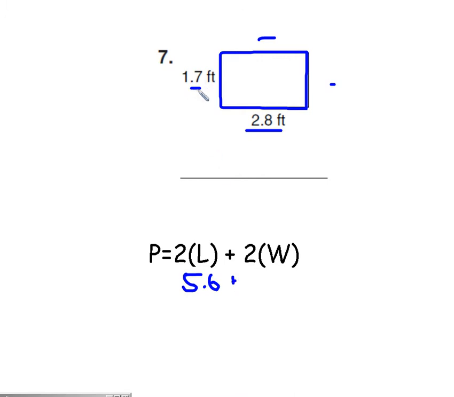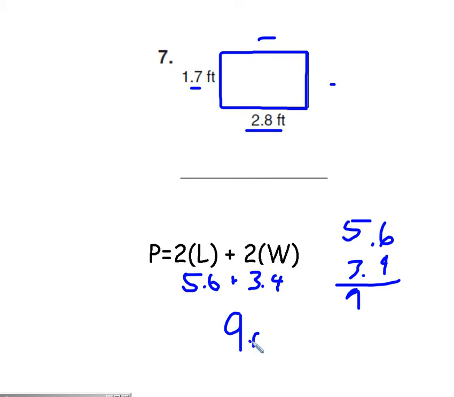Plus the width times 2, 1 and 7/10 is going to give us 3 and 4/10. And we just add those together, and you can stack them up if you like. 5 and 6/10 plus 3 and 4/10. 6 plus 4 is 10, carry the 1, 6, 9. So we have 9 feet for number 7. That's the measure of all of its sides added together.